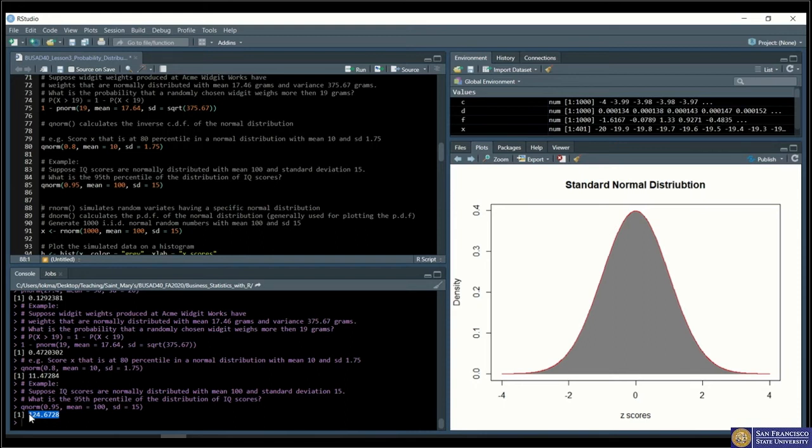So the Q norm function is very useful when you need to reverse to get the X scores in your problems. When you know what percentile you are trying to find the location for, you can simply put it in and define the mean and standard deviation, and it will return the result of X to you very quickly.